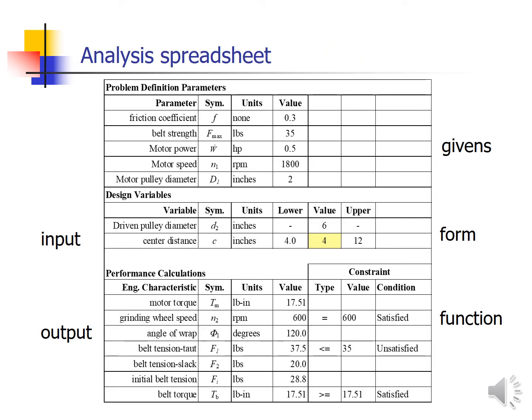So you can recall these formulas. You also can use a spreadsheet. For the parameters, we have symbol, unit, and value. And also we have the design variables, for input and also output. For output characteristics, it can be motor torque, grinding wheel speed, angle of arc, belt tension tight, belt tension slack, initial belt tension, and so on.